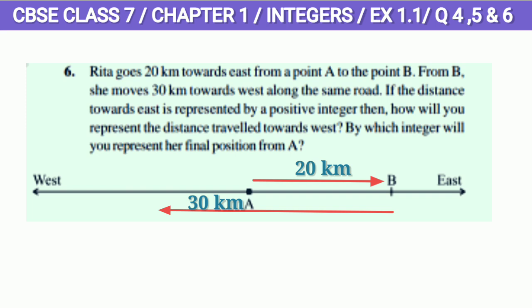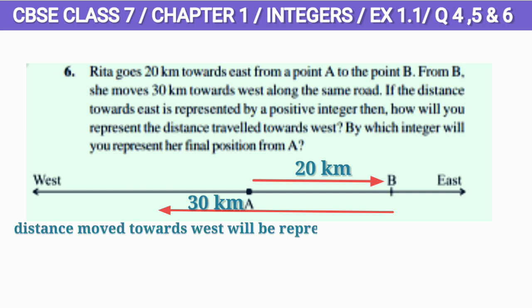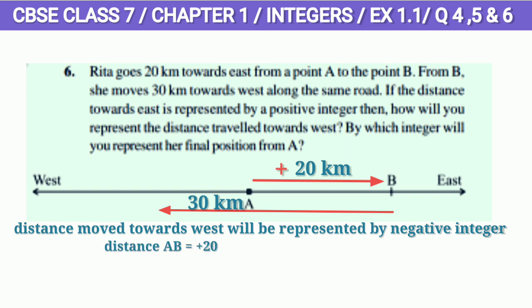To answer first question, if distance moved towards east is positive integer, then distance moved towards west will be negative integer. That is, distance moved from point A to point B towards east is equals to plus 20 kilometers, or distance AB we can take as plus 20 kilometers.